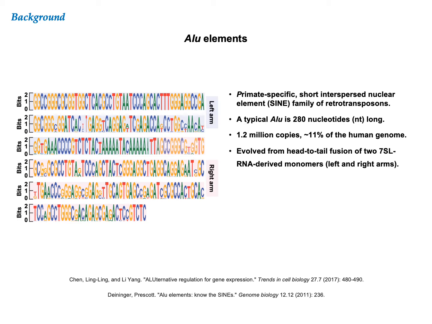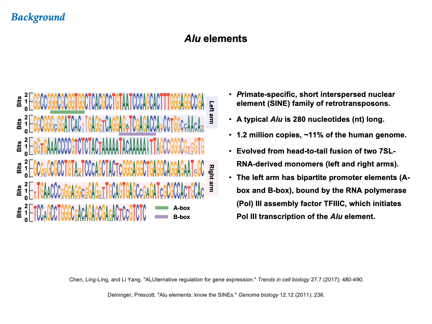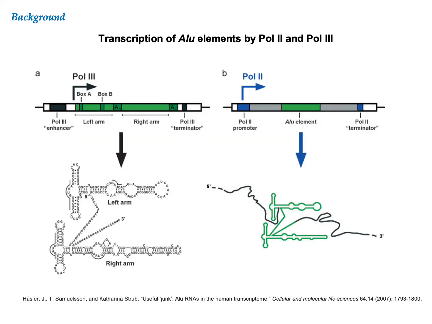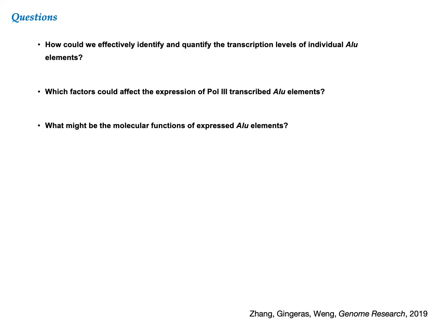It evolved from the fusion of two 7SL RNAs called its left and right arms. The left arm has an A box and a B box, which are recognized by RNA polymerase III. Some Alus are transcribed by RNA polymerase III, while others are inserted into genes that are transcribed by RNA polymerase II. The focus of today's talk is Pol III-transcribed Alus.